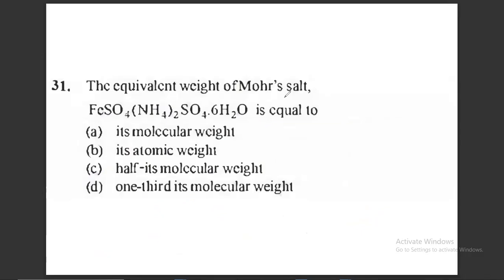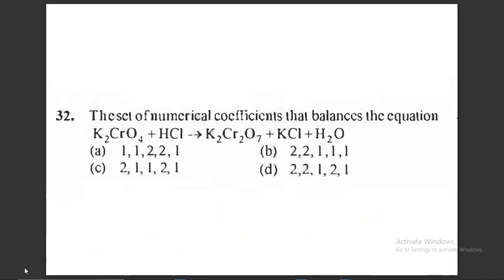Question number 31. The equivalent weight of Mohr's salt, ferrous ammonium sulfate, is equal to. So ferrous sulfate is oxidized to ferric sulfate, changing the oxidation number of iron by 1. And hence the equivalent weight of Mohr's salt would be M by 1, which is definitely M. So A would be its molecular weight. This is the answer to question number 31. I hope it's understood. Let's read question number 32.